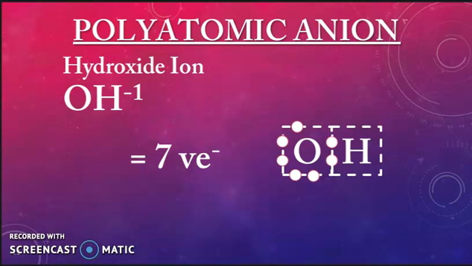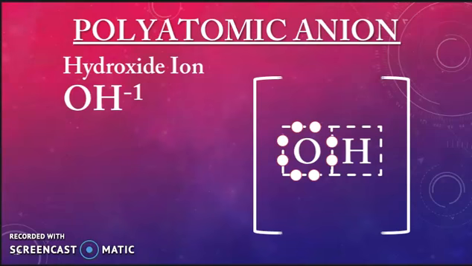Hydrogen looks like it's kind of happy. It has 2 valence electrons, but the oxygen isn't very happy. So when oxygen is not very happy, nobody's happy. So what does that mean? That this polyatomic anion is going to have to steal an electron from somewhere else. So we just did that, and now we have 8 valence electrons, and both the oxygen and the hydrogen are happy. But we still have to do one more thing. We still have to put the brackets around it and put a -1 charge.